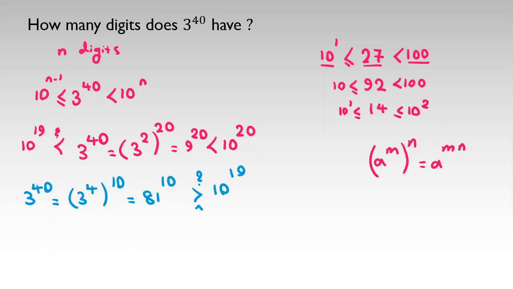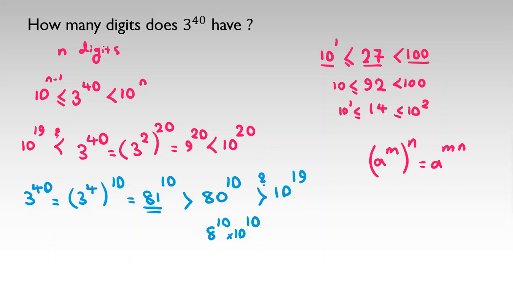Let me erase this part, because 81 and 10 are not convenient. I want to work with this: I know 81 to the 10 is greater than 80 to the 10. I want to prove that 80 to the 10 is greater than 10 to the 19. Now it's good because we can divide by 10, since 80 is 8 times 10, so 80 to the 10 is 8 to the 10 times 10 to the 10.